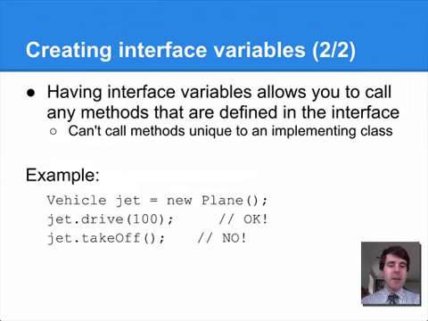Remember back when we specified vehicle, vehicle has a method called drive. It doesn't have a method called takeoff though, so if I tried to say jet.takeoff, I would get a compiler error. Even though jet is pointing at a plane object, because the type of the variable is vehicle, Java doesn't know that it points to a plane. And so that would cause us problems.